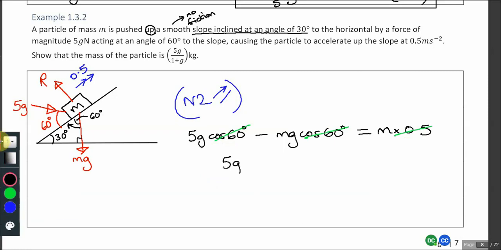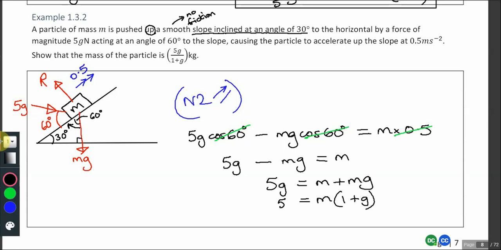So now I've got 5g take away mg equals m. I'm going to add mg onto both sides of the equation. Common factor of m. And then I'm one step away. So 5g divided by 1 plus g equals m. Yep, and that matches the show that. Therefore we know we've done it right.